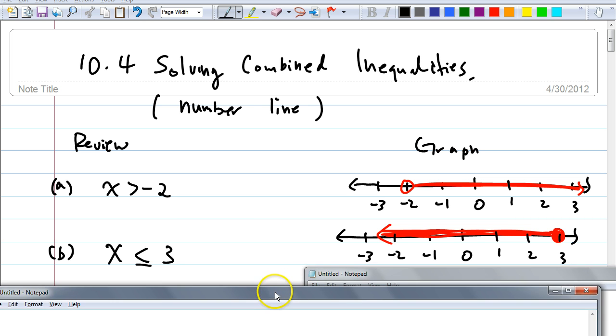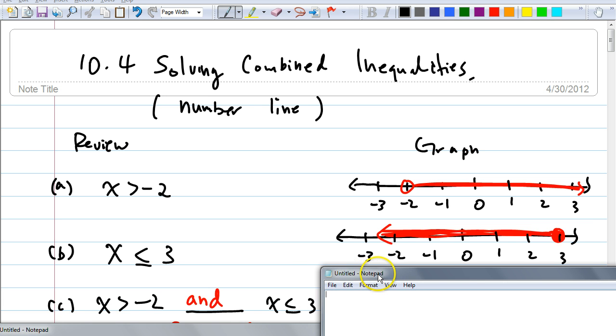So look at C. What would the graph on a number line be for x is greater than -2 and x is less than or equal to 3? And so I have this word "and" in the middle. Anybody have any guess as to which solution we want when I say "and"? Because look, the solution for the first one is all these numbers, right? And then the solution for the second inequality is all these numbers. What do we mean by "and"? Anybody have an idea? Judy? Yeah, we want the solution for both of these at the same time, right?